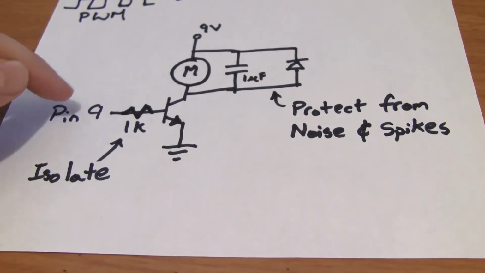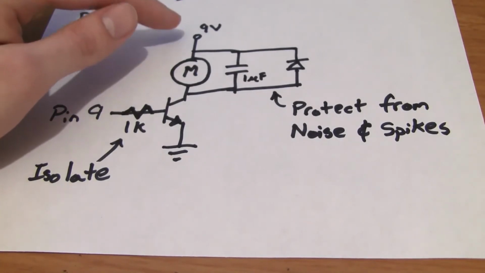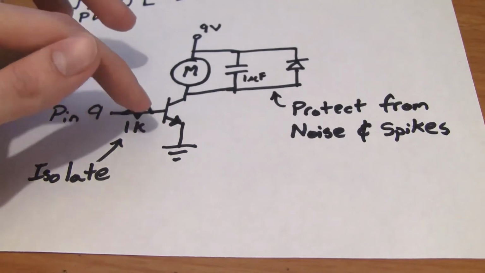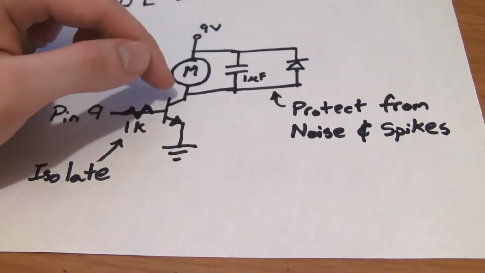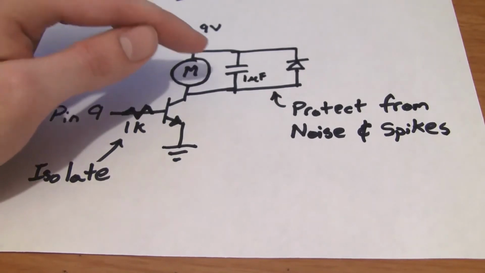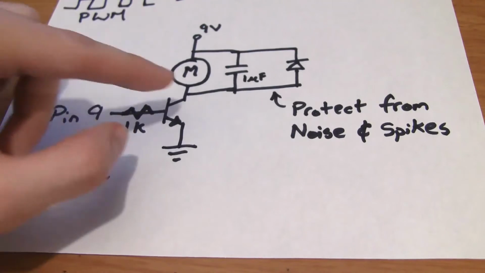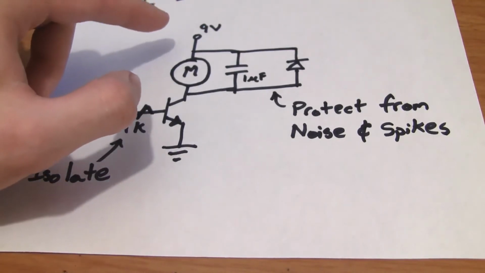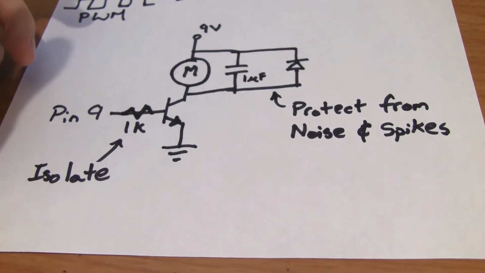As the signal on pin 9 goes up and down, different amounts of current will be allowed to flow from 9 volts through the motor down to ground. When the base is high, current will flow through the motor and allow it to turn. We also add a capacitor, 1 microfarad, and a diode pointing from the collector to 9 volts to help protect us from noise and spikes that are generally created by motors.